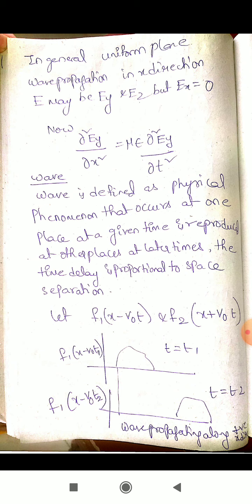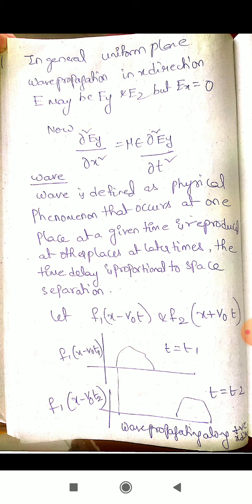Now we are only concerned with the f1 function, that is f1 of x minus v naught t, where v naught is the velocity of light. I am showing this f1 function at two positions in the diagram: one at time t1 and the other at time t2. In the first diagram, the wave occurred at time t1. In the second, it has moved some distance at time t2. These two are the diagrams for the wave propagating along the positive x direction.